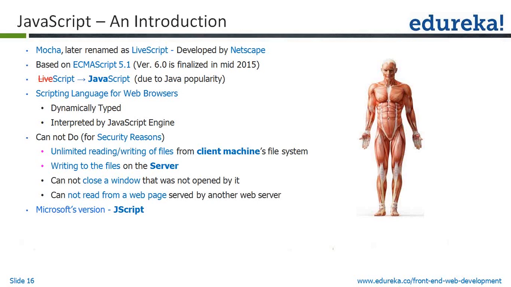You cannot do a few things using JavaScript, for example, reading and writing files on the client machine, or writing to a file on the server machine. You cannot close a window which was opened by some other website, and one page cannot read content from another page of another company. These are not allowed deliberately because of security reasons.